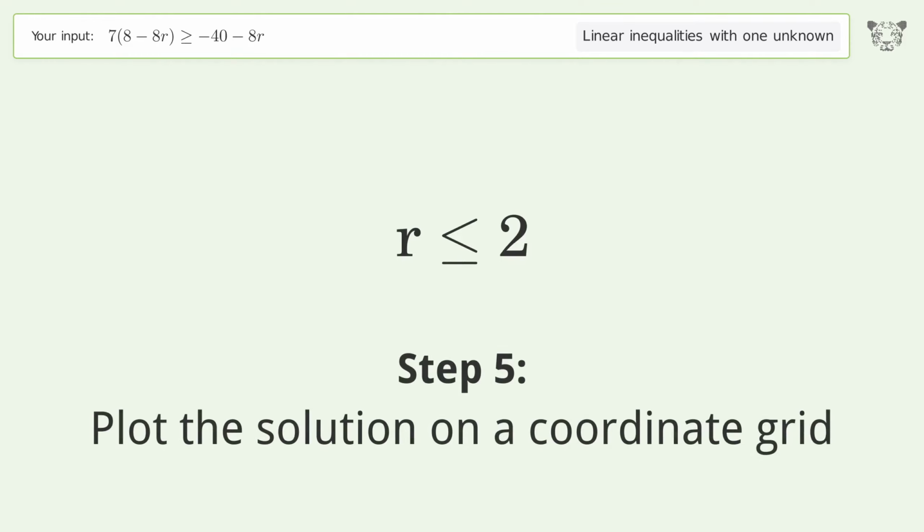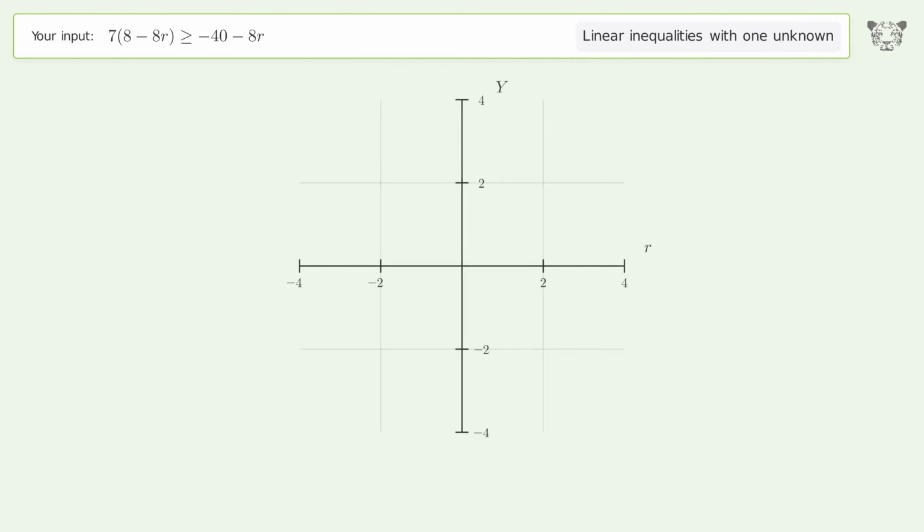Plot the solution on a coordinate grid. And so the final result is r equal or smaller than 2.